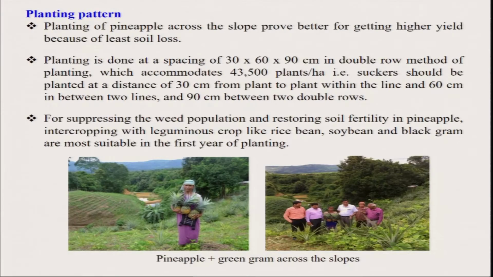Similarly, planting pattern. In the northeastern hills, people are growing the crop like this. This is called along the slope. When you are growing a crop along the slope, whenever there is too much rainfall, most of the water goes out. Due to the water, soil erosion loss is very high, and whenever soil erosion is high, soil fertility is depleted and the pineapple size is decreasing.